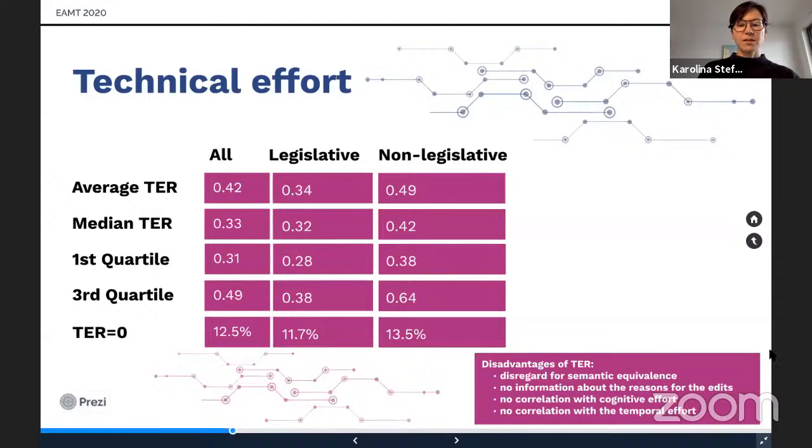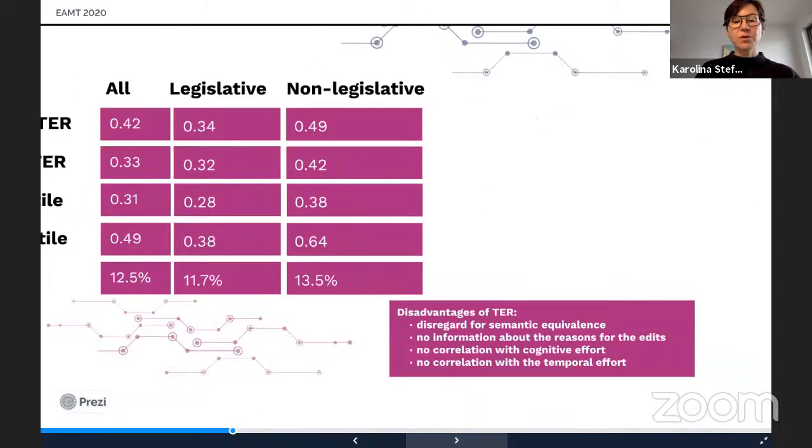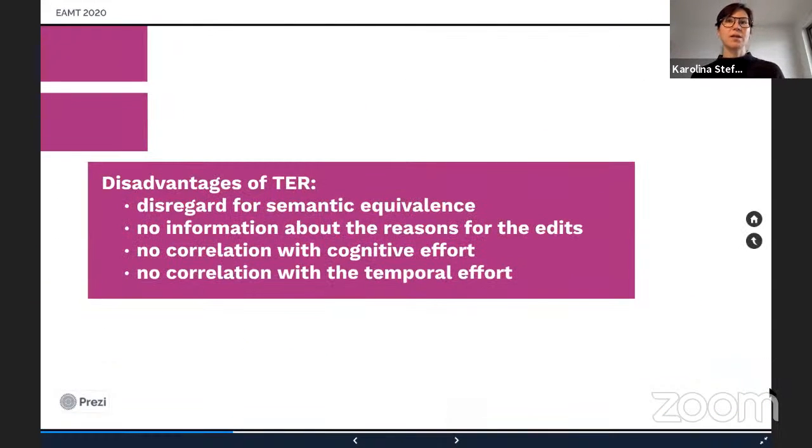Obviously, this is a simple view because the automatic quality metrics show only one aspect of the picture. For example, they say nothing about the reasons for the edits. They don't capture the cognitive effort of post-editing. Of course, some corrections may be more demanding than others. And this is problematic when we want to evaluate neural machine translation in this way, because neural machine translation produces beautiful, fluent, grammatical sentences that may still contain serious accuracy mistakes.